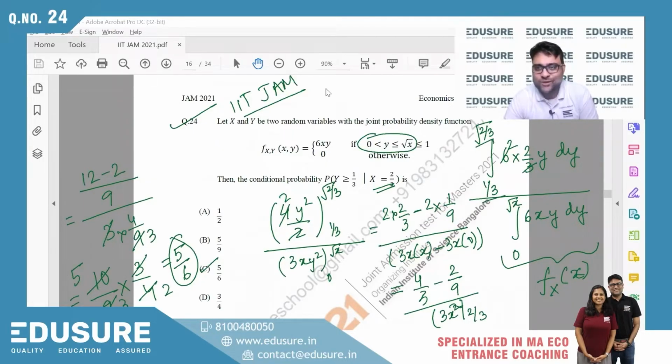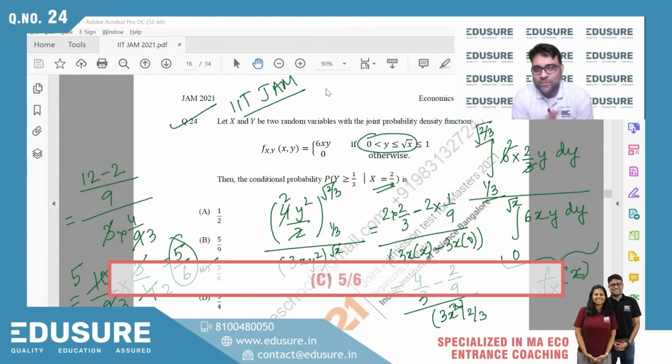ठीक है, so this is how we solve it. So ये एक example था of a problem where I solved for conditional probability. ठीक है, I hope इसको देखकर आपको थोड़ा comfort आया होगा in conditional probability.